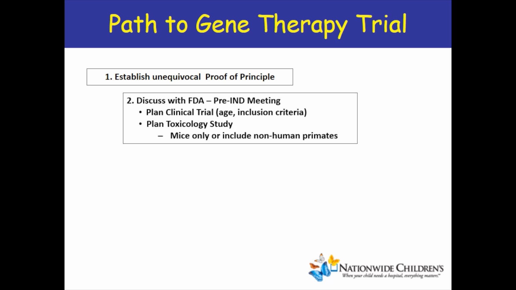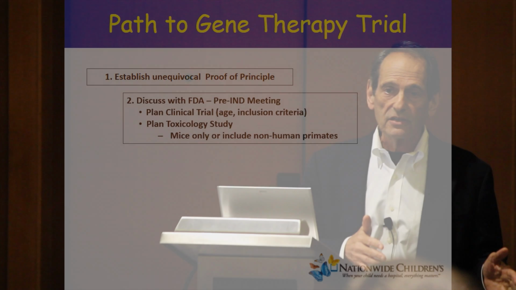And they will help you develop a clinical plan that will include the age of the patients, the inclusion criteria, and everything you need to do for the clinical trial. They'll also help you plan a toxicology study. The mice are the usual site for toxicology studies. So we take the same virus we're going to inject into patients, and we inject it into mice. But we usually use a dose that is 10 times the dosing level we use in patients. And this will assure the FDA that you have a safe product.